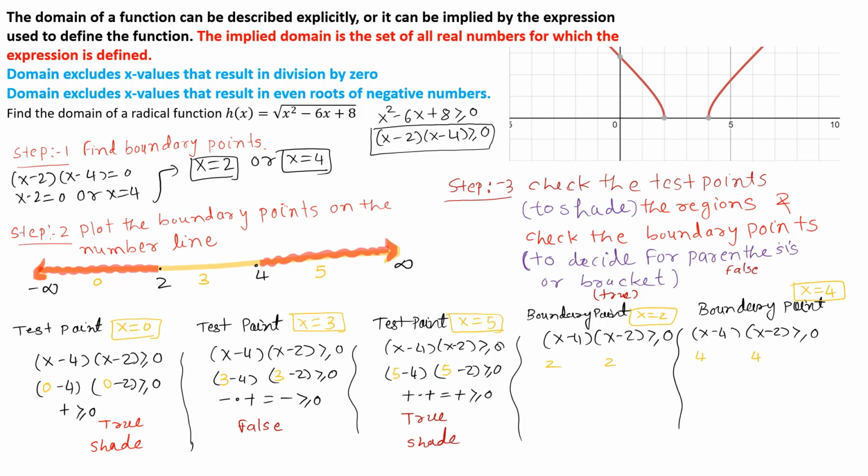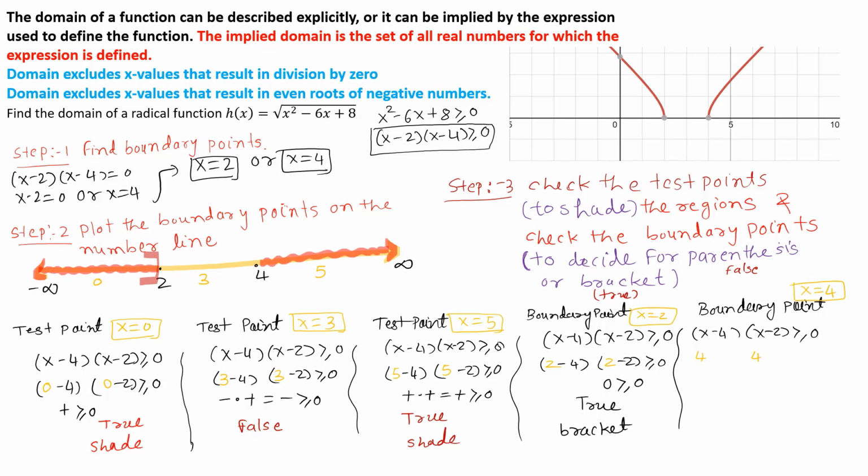Okay, let's plug in the points and see: 2 minus 4 and 2 minus 2. Now 0 times any number is 0, 0 greater or equal 0, that is true. And that means you will have a bracket at that point. So when you draw a bracket, your bracket has to face the shading part. So this is your bracket. Now let's go for the next one.